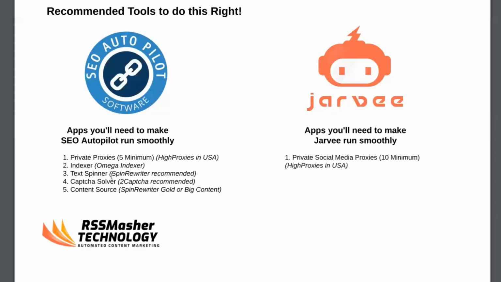You're going to need a text spinner. I highly recommend SpinRewriter for two reasons. One, you can use it in RSS Masher if you don't have the API club, but more importantly, you can use it to create original articles and just add the gold package, which is I think $49, to your SpinRewriter. The gold package gives you 50 original articles written for you every single month, and SpinRewriter will put a pre-spun spin text with each article.